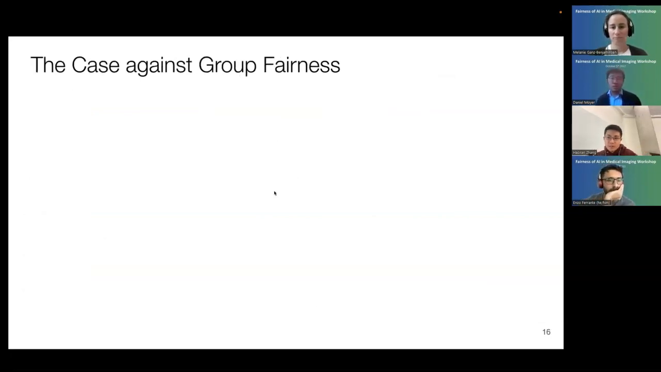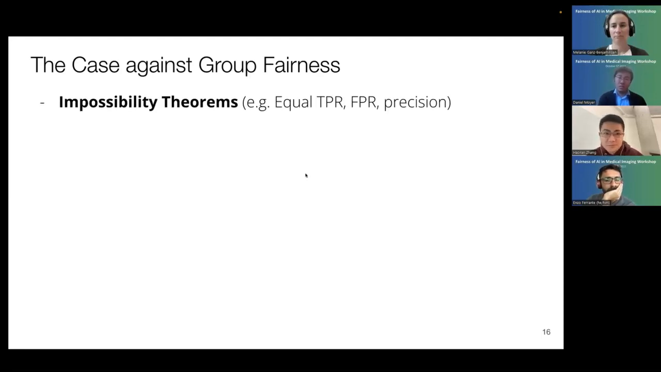Okay. So the title of this talk was group fairness, helpful or harmful? And my argument is that group fairness is probably not helpful. And here are the reasons why. First, there are many impossibility theorems with group fairness, which you might have seen. For example, it's impossible to have equal TPR, FPR, and precision given different base rates. These are the metrics that we perhaps want to equalize, and it's impossible to have any three of these at once.